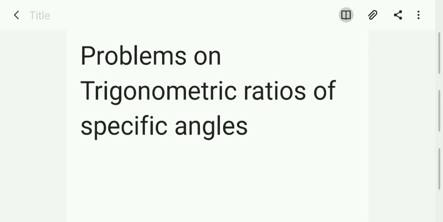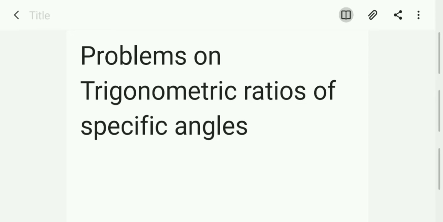In the previous session we discussed the specific angles like 0 degree, 30 degree, 45 degree, 60 degree and 90 degree, and what the trigonometric ratio values are for those particular angles. In today's session we will be discussing problems on trigonometric ratios of some specific angles. We know the values of each and every trigonometric ratio for those angles, so keeping that in mind, we shall start off the problems.